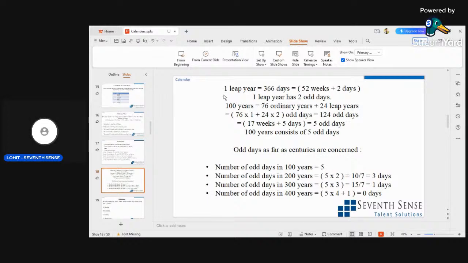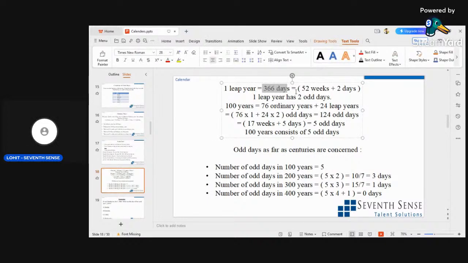So let's see here. In one leap year, how many days are there? There are 366 days. So it has 52 weeks and 2 days are left over. So in one single leap year, how many odd days are there? Two odd days. I need your full concentration here, because this is a very important thing. Most people make the same mistake here, so please concentrate on this part.